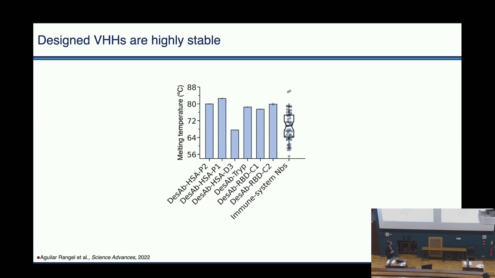And then we quickly also ask the question of stability for this design. This y-axis is a proxy for stability, the melting temperature, so thermostability. And we find that our designs, which are the 6 we did in the paper, I only showed you 4 in the presentation, are in the higher end of the distribution of natural nanobodies.